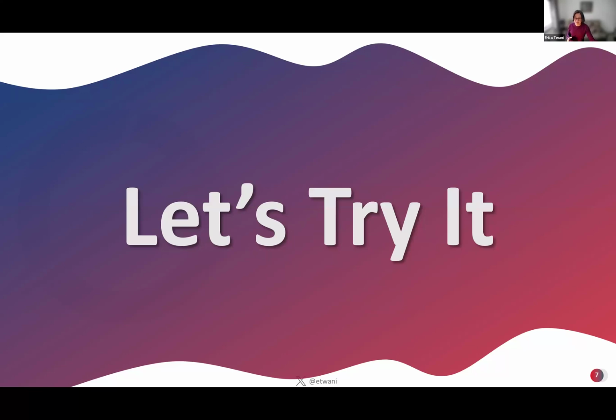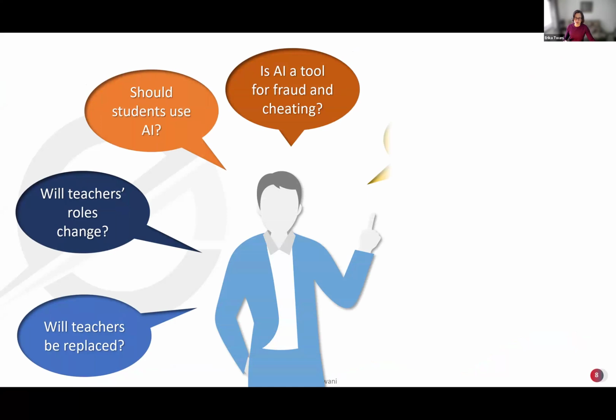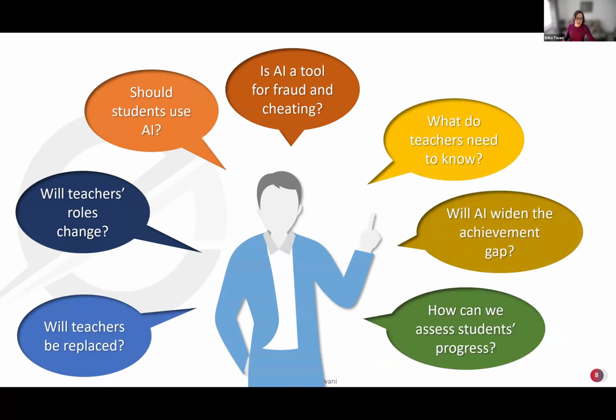I don't blame anybody that asks those questions, because yes, will teachers be replaced? Will teachers' role change? Should students use AI? What if AI is a tool for fraud and cheating? So all those questions are extremely important for us, and we must recognize that they exist, right?